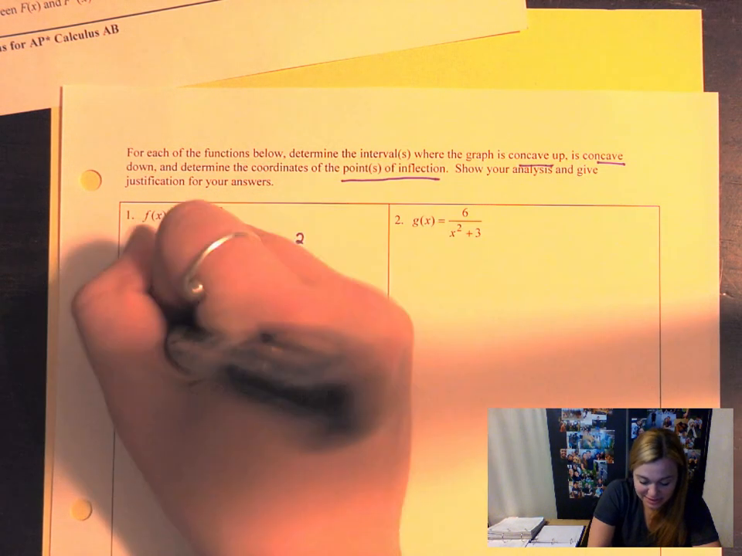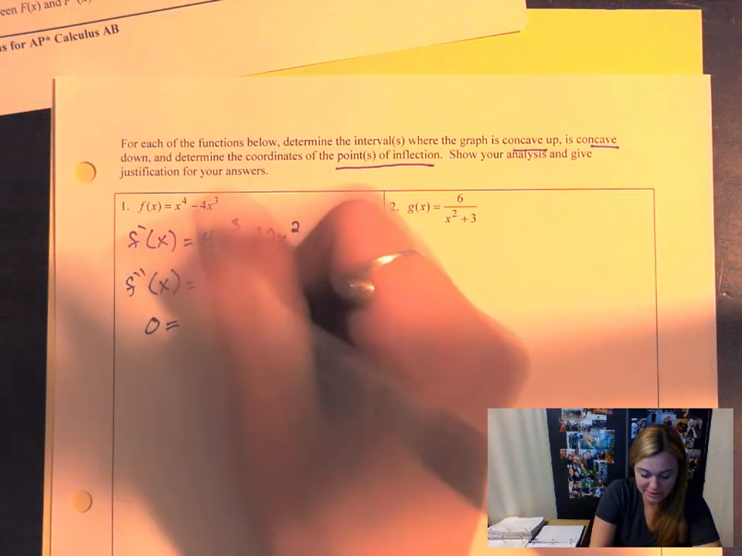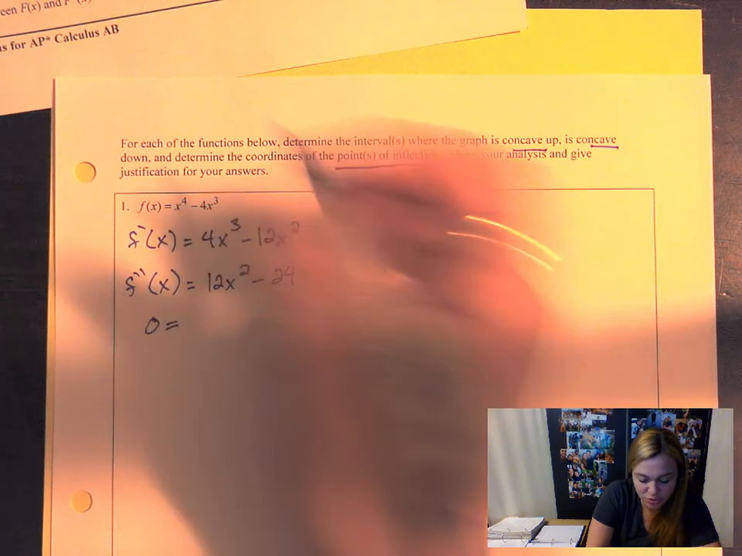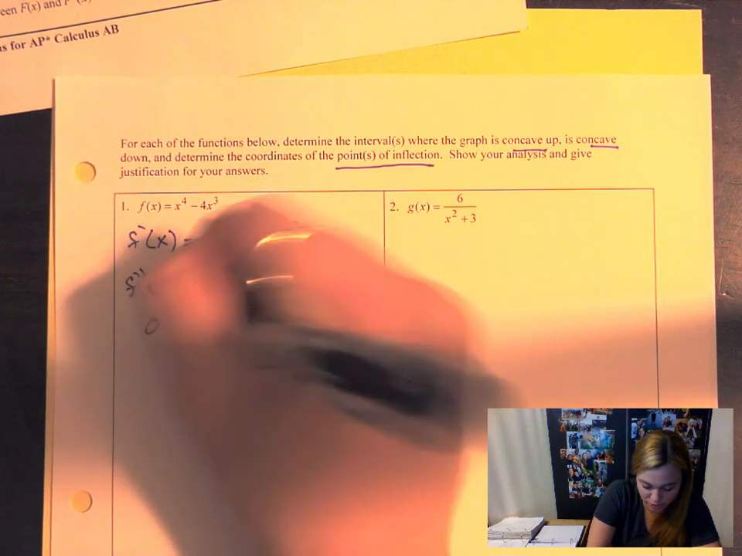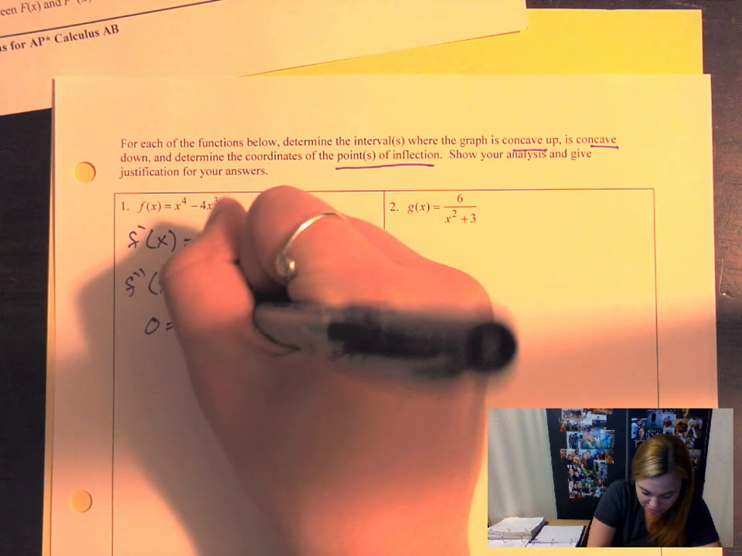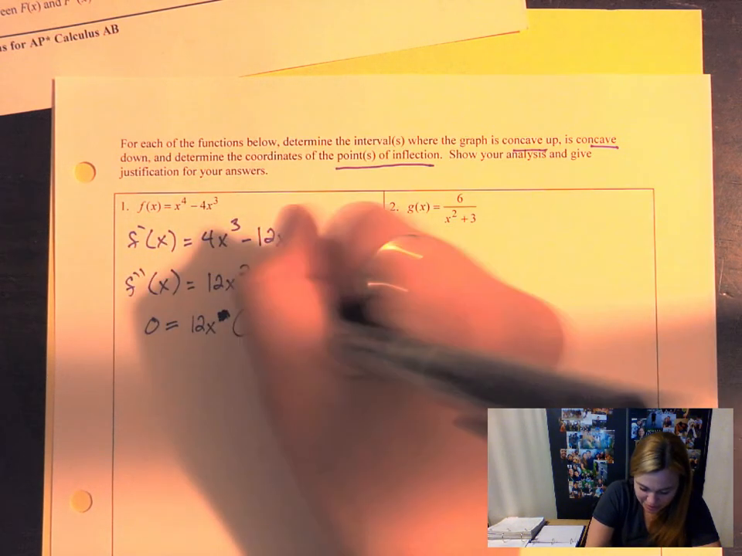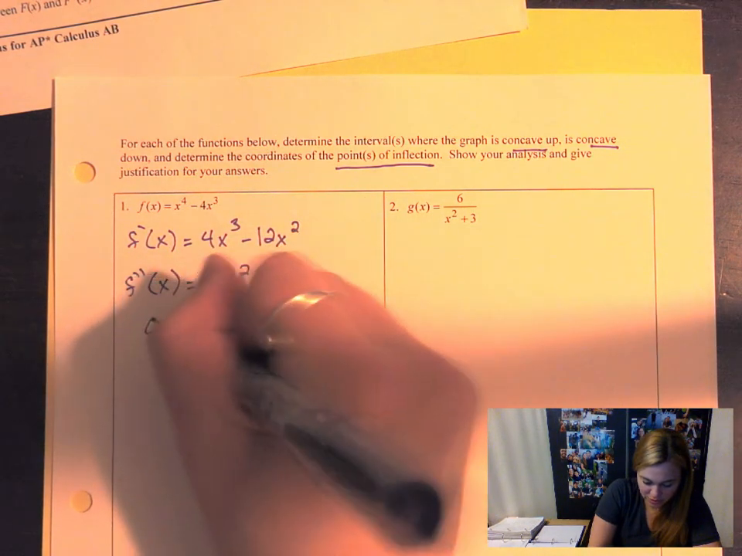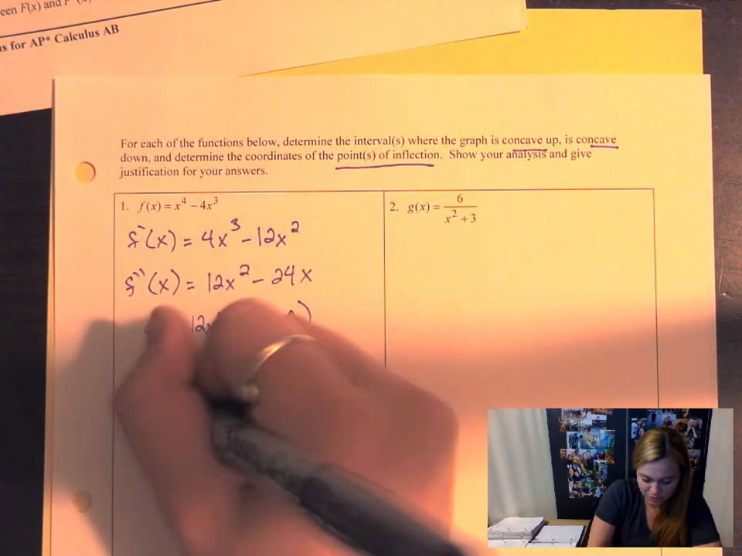You still get to set it equal to 0 or figure out where it doesn't exist, but there's no place where a polynomial is not going to exist. In this one, I'm still going to factor out something first, so 12x squared. I'll get 1 minus, 12x. So I get x minus 2. The places where I'm going to be looking are x equals 0 and x equals 2.